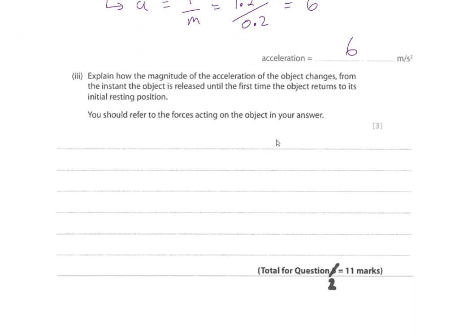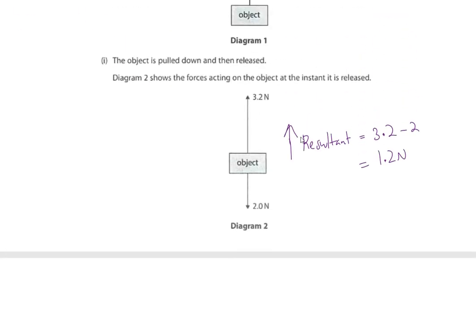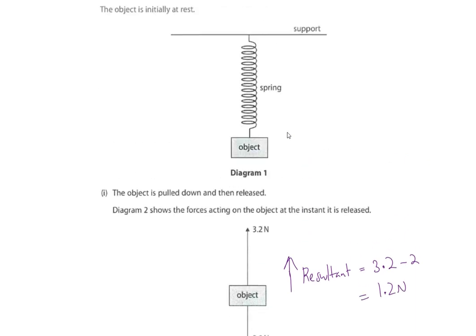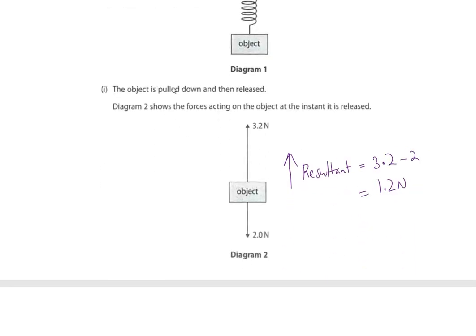Okay, nice one. Now explain how the magnitude of the acceleration changes from the instant the object is released until the first time the object returns to its original resting point, in terms of forces. So we need to talk about forces. Now let's take what we got in the diagram. Here's the object. Now the object's pulled down and then released.